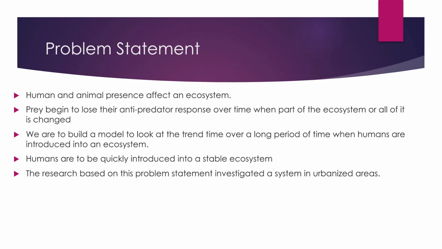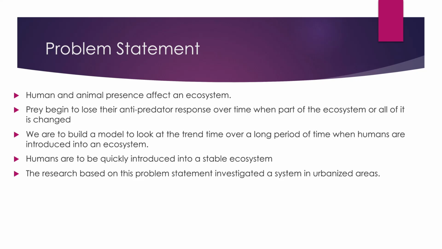To get into our project, we will go over the problem statement one more time. Our problem statement for C, like I said, was people ruin everything. And the main points within that was that we are to look at human and animal presence and how they affect an ecosystem when they are brought together. We were also to look at prey beginning to lose their anti-predator response over time when part of the ecosystem or all of it is changed, and this is through the change of humans interacting and joining the ecosystem.